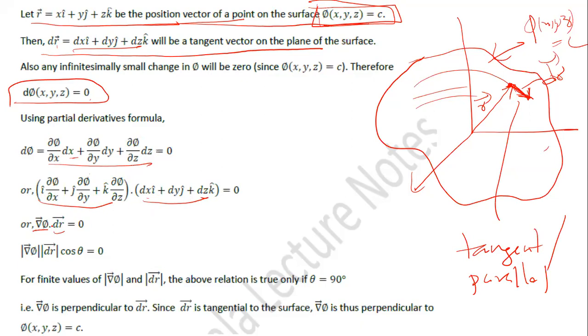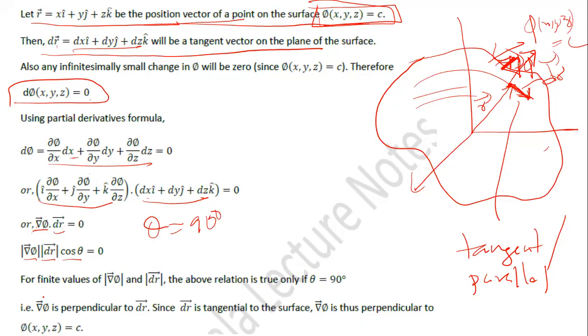So if you take a dot product here, this will be magnitude of grad phi, magnitude of dr into cosine of the angle between them. So as you see, the dot product between these two vectors is 0. The dot product between these two vectors is 0 only if theta is 90. That is, the angle between dr vector and grad phi is 90 degrees. All right, so that means we know that dr is a vector lying on the surface of the plane at that particular point, and this is perpendicular with grad phi, means grad phi is perpendicular to the surface. Okay, grad phi is perpendicular to the surface.